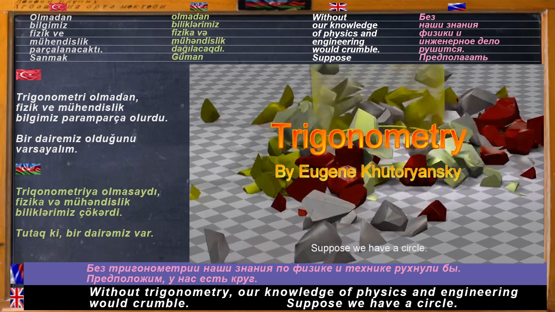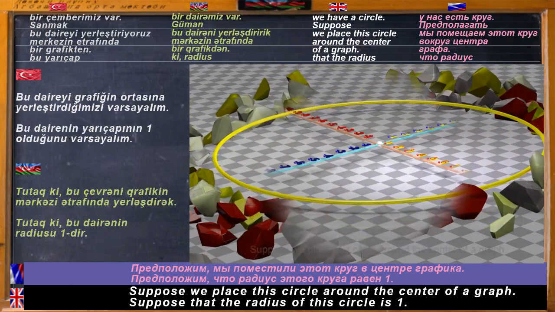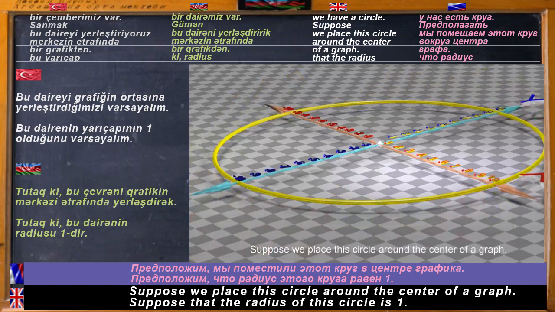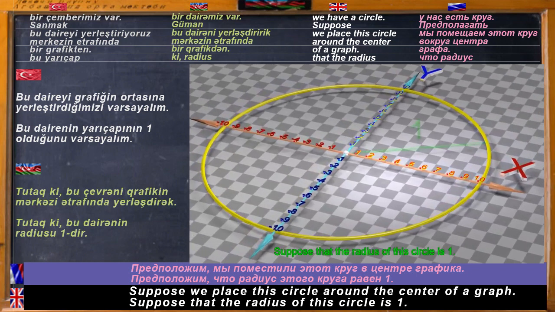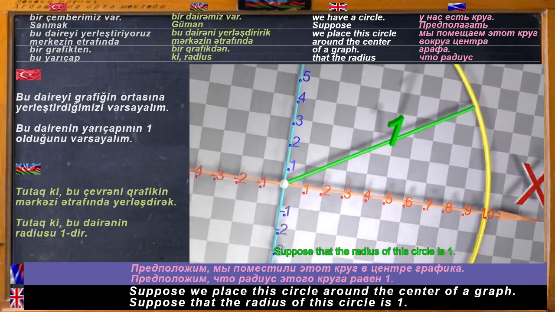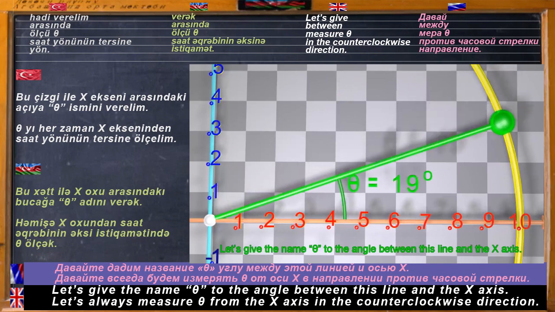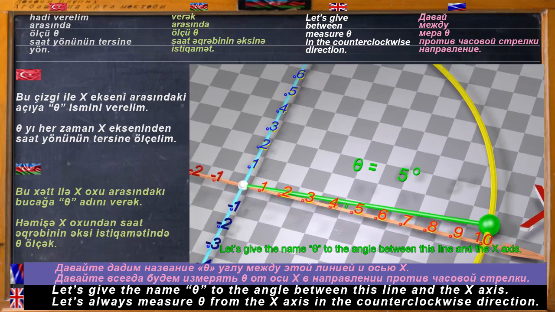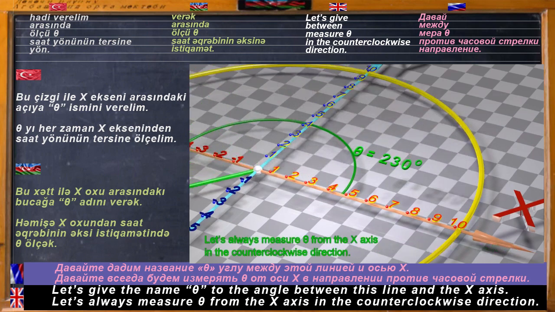Suppose we have a circle. Suppose we place this circle around the center of a graph. Suppose that the radius of this circle is 1. Let's give the name theta to the angle between this line and the x-axis. Let's always measure theta from the x-axis in the counterclockwise direction.